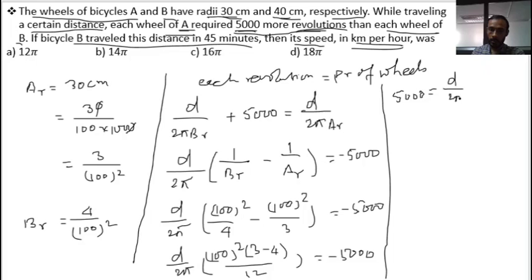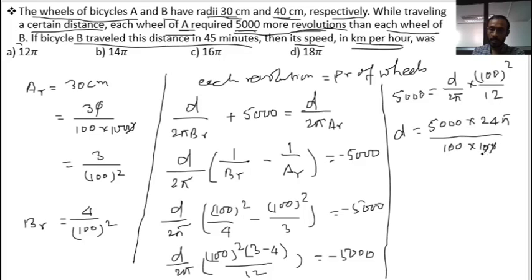D by 2 pi into 100 whole square divided by 12, right? And D is equal to 5000 into 24 pi divided by 100 into 100. This 30 will get cancelled out. 5 1, this is 2 times, and 2 this is 12 times. So the distance will be basically 12 pi.